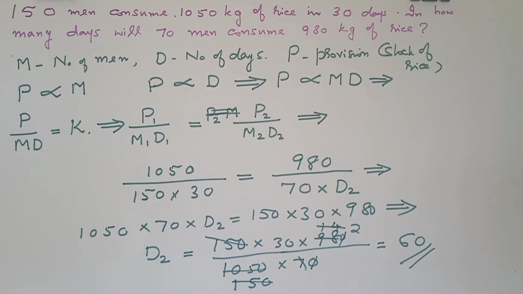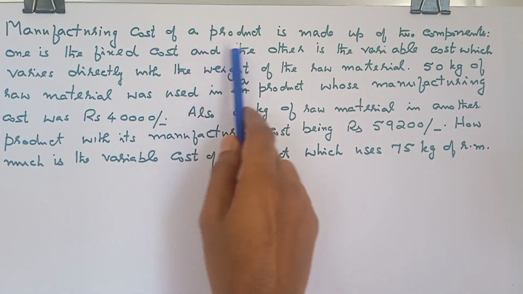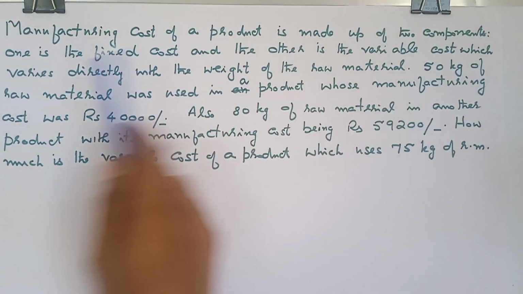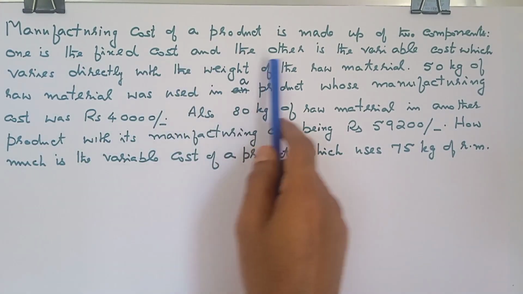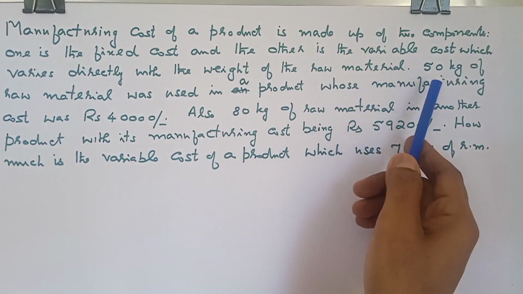Let's work out one more problem before concluding today's session. The next problem is this. Manufacturing cost of a product is made up of two components. One is the fixed cost and the other is the variable cost, which varies directly with the weight of the raw material.